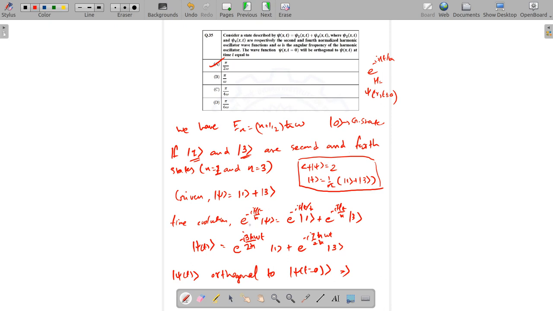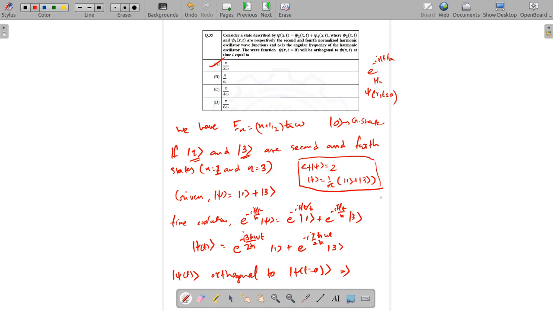Okay, now apply the time evolution: it will be e to the power minus iHt by h-bar acting on psi. This is the time evolution operator, which takes the state from t equal to 0 to t. It is a linear operator, so it acts on |1> and |3>, and you know that these are energy eigenstates.